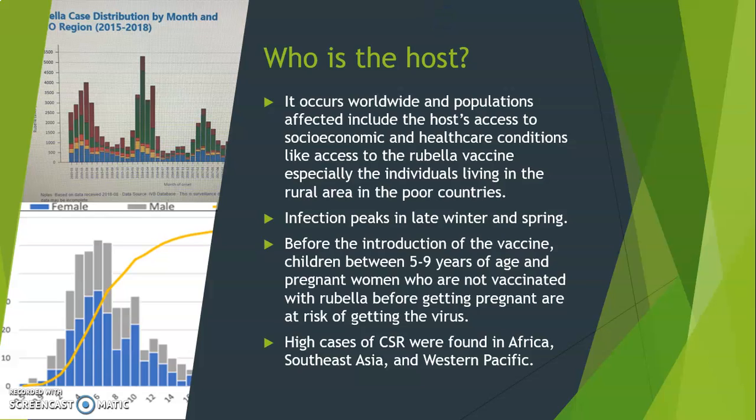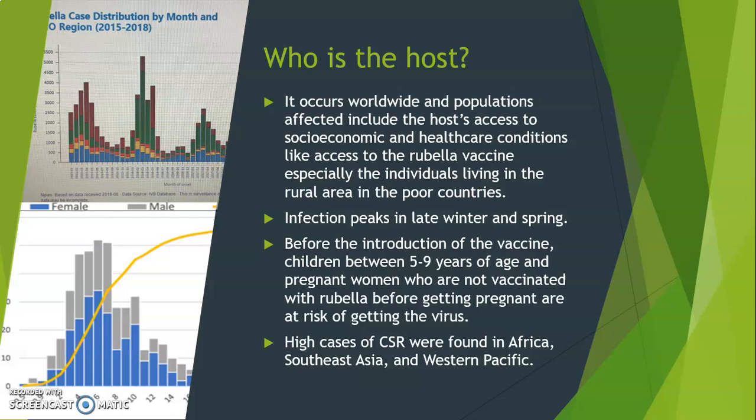Who is the host? It occurs worldwide, and the populations affected depend on the host's access to socioeconomic and healthcare conditions, like access to the rubella vaccine, especially for individuals living in rural areas in poor countries. The infection peaks in late winter and spring.